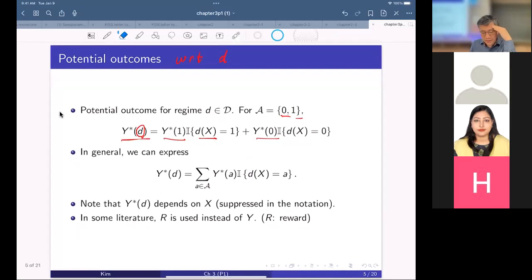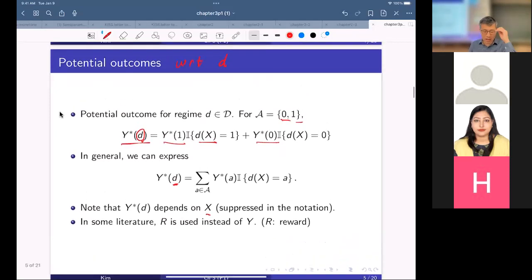Notice that this D actually depends on X, right? It uses X. But what I care about is the rule rather than what X would be. Rigorously, the potential outcome should depend on X, but what really matters to us is to investigate D. D is what we want to control, right? X we cannot control, right?